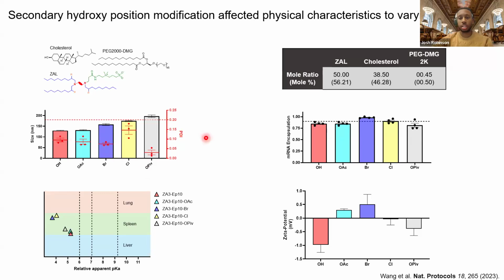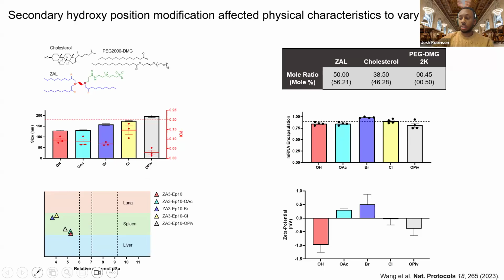Then we looked at mRNA encapsulation. In my case, there are multiple genetic cargos, of course, but we're looking at mRNA. We see across the board that all of the derivatives and also the hydroxyl ZA3-EPI10 have really nice encapsulation. That's good to see there.